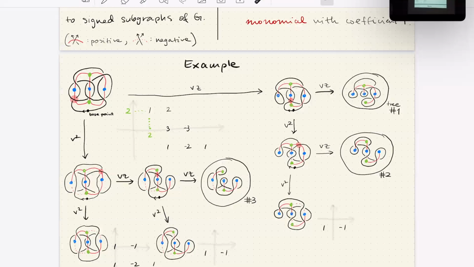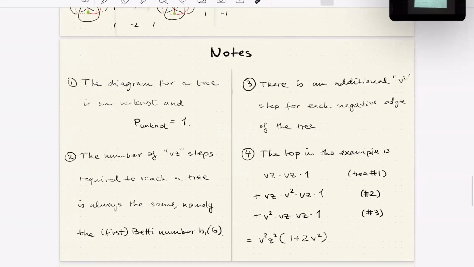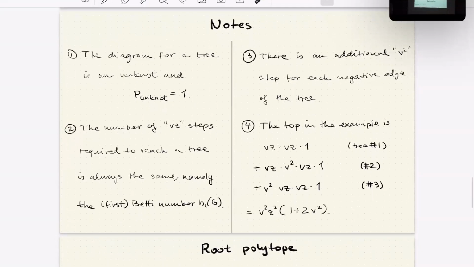Okay, maybe I should also say that these are not all the trees of this graph, just some of the trees. Some of the trees that the computation happened to produce. Somehow it landed on these 3. Okay. Any more questions?